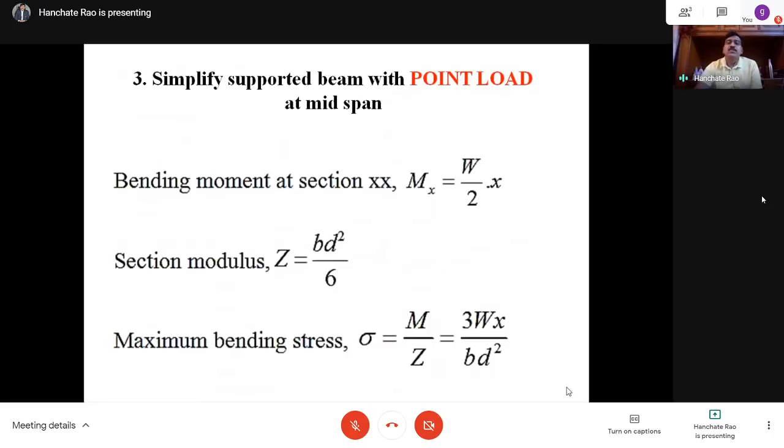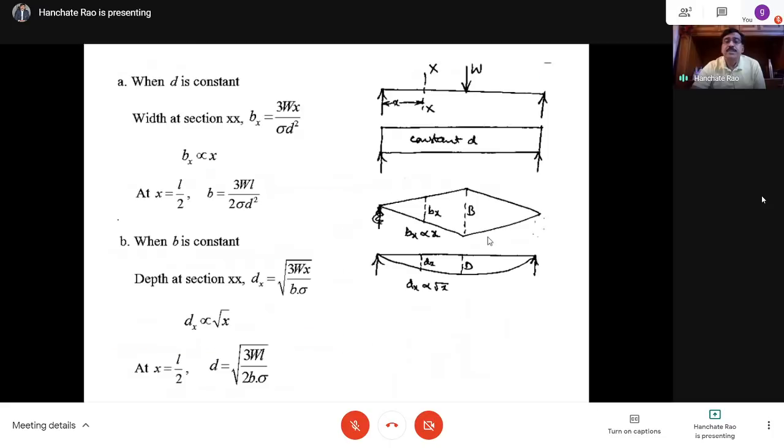Now if we come to a simply supported beam subjected to a point load W at midspan, each reaction will be W by 2. Let us consider a section at a distance of x from the left end. The reaction here is W by 2. So the bending moment here is W by 2 into x, sagging.